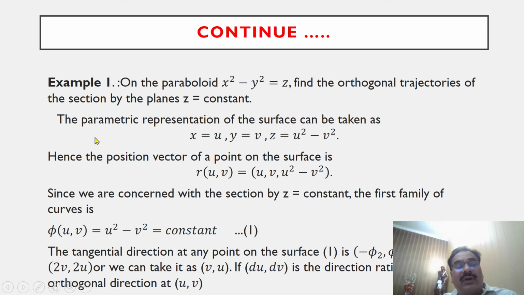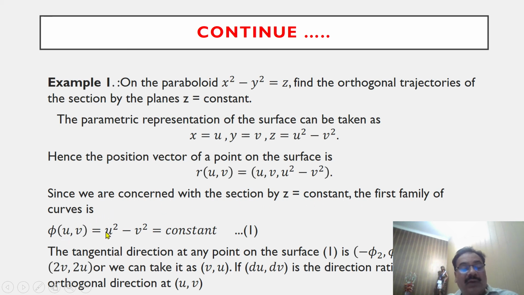Now let us look at one example. On the paraboloid x squared - y squared = z, find the orthogonal trajectory of the section by the plane z = constant. For that purpose, how to solve? The parametric equation of the surface can be taken as x = u, y = v, z = u squared - v squared. Hence, the position vector of a point on the surface may be written as (u, v, u squared - v squared).